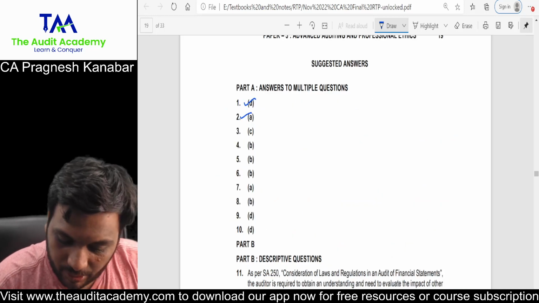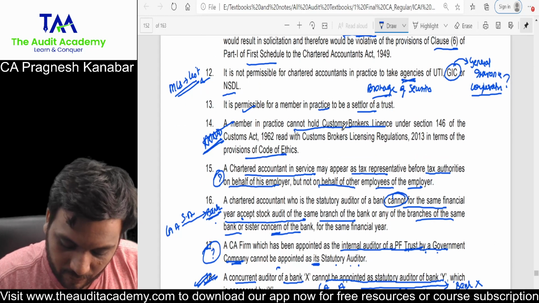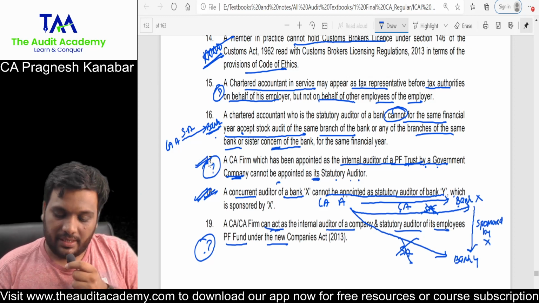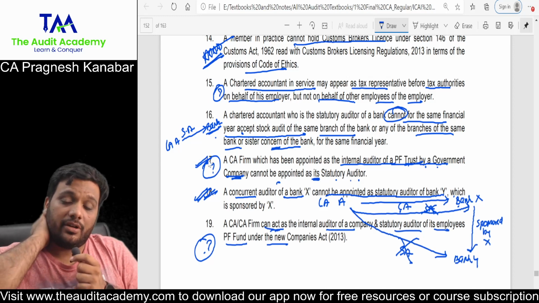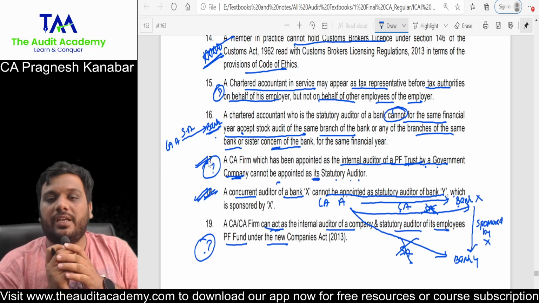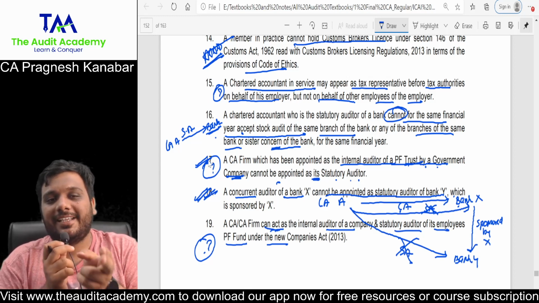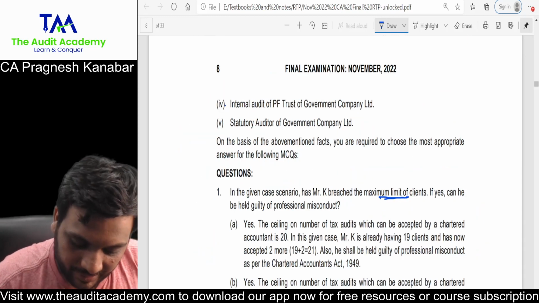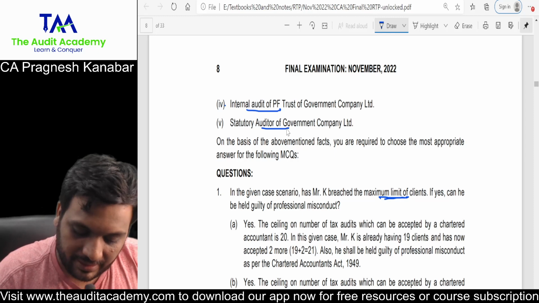So everyone, I'll just show you that point to avoid any kind of confusion. It is this point number 17. All right. A CA firm which has been appointed as internal auditor for PF trust by a government company. So if you are the internal auditor for PF trust by a government company, you cannot be appointed as the stat auditor of that government company.